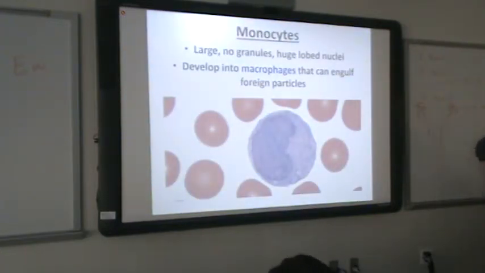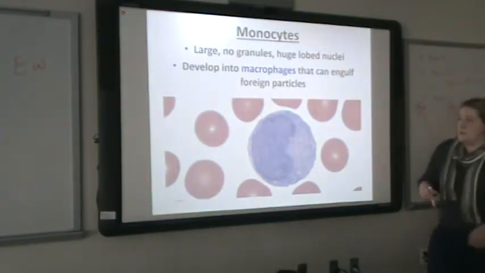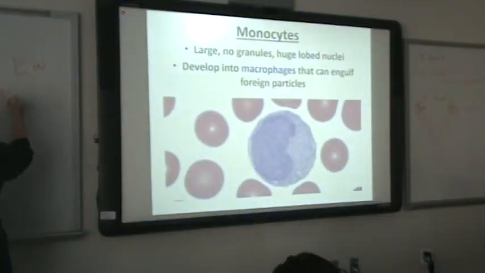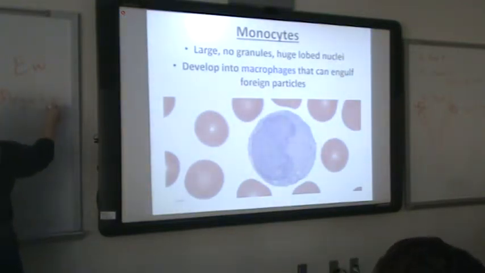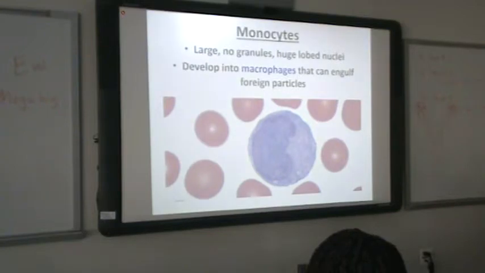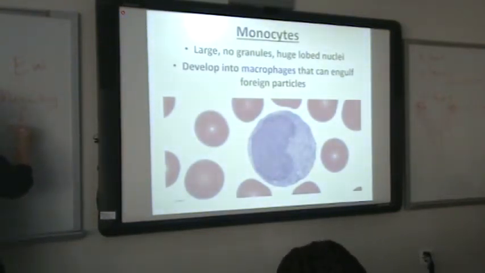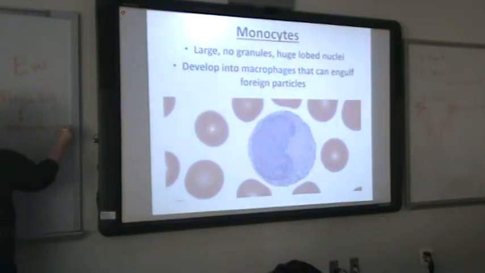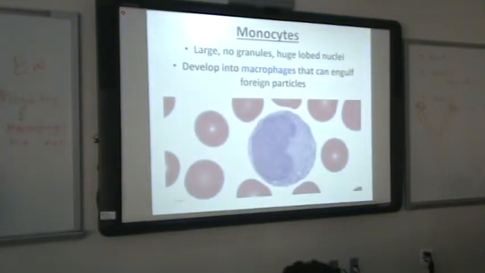Monocytes are the second easiest to find on the slide. They're the third most numerous. Monocytes are mega big, is how I remember it. They also develop into macrophages. Macro meaning big, phage meaning eat. All of that can help you remember. Monocyte turns into a macrophage, which eats foreign objects in your body. Like it engulfs it and digests it.